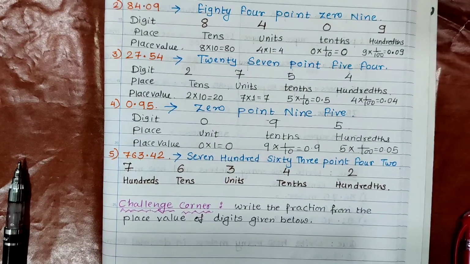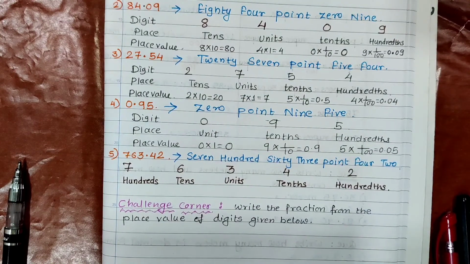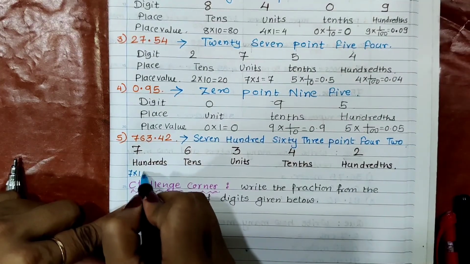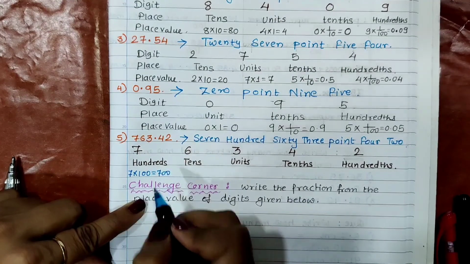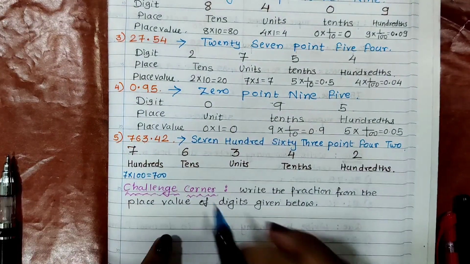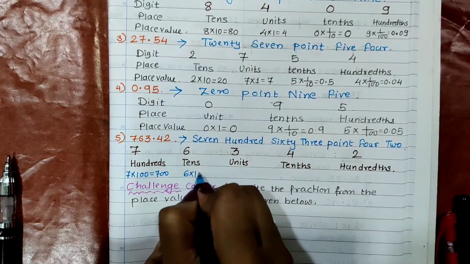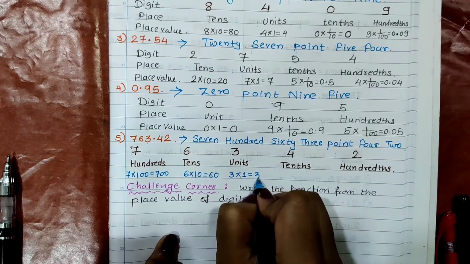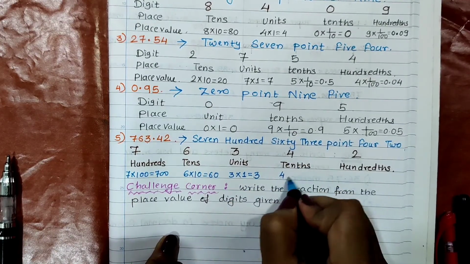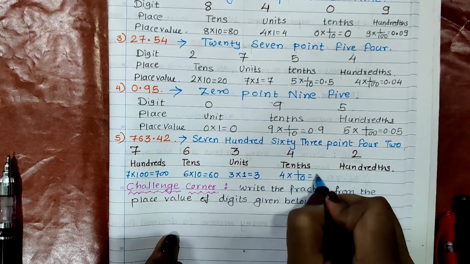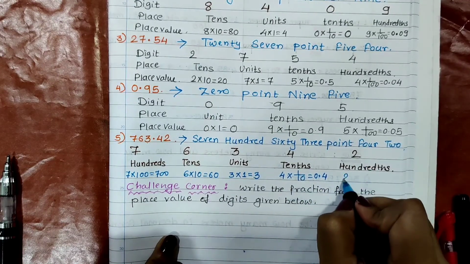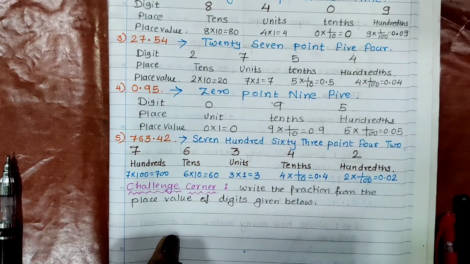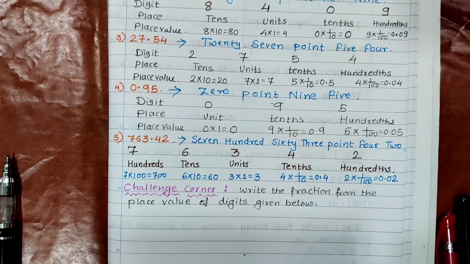Okay, now we have to write their place values. So write the place values. First is 7 hundreds, that means 7 multiplied by 100 is 700. 6 tens means 6 into 10 is 60. 3 units, that means 3 into 1 is 3. 4 tenths means 4 into 1 upon 10 is equal to 0.4. 2 hundredths, that means 2 multiplied by 1 upon 100 is equal to 0.02. So in this way you have to solve all these sums.